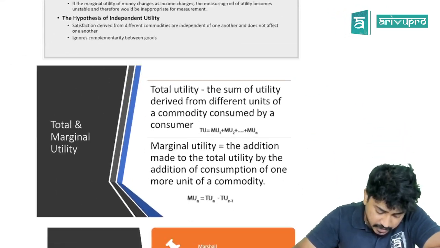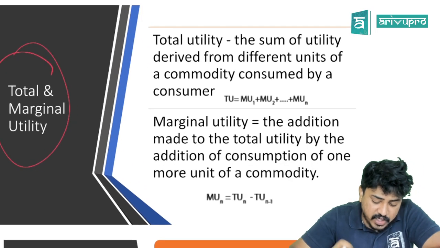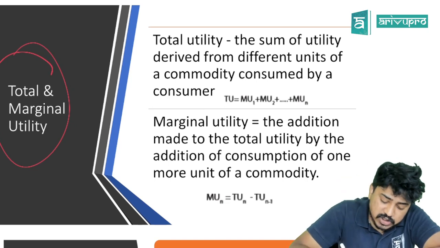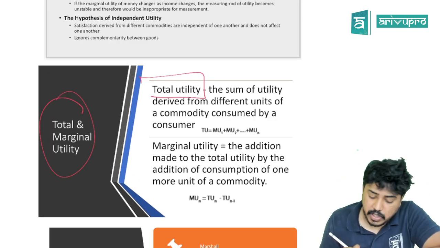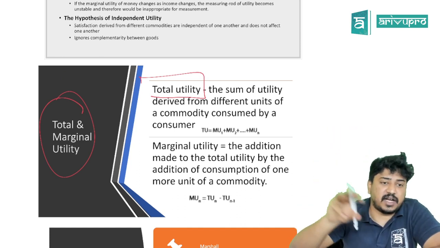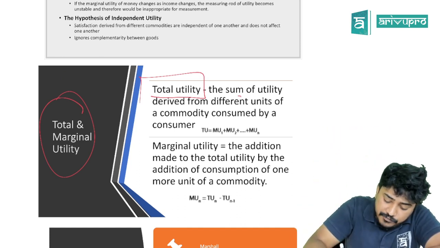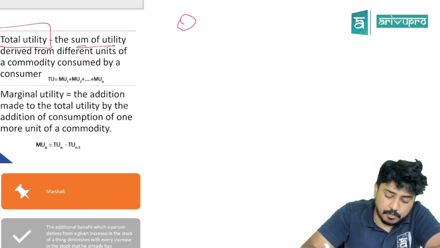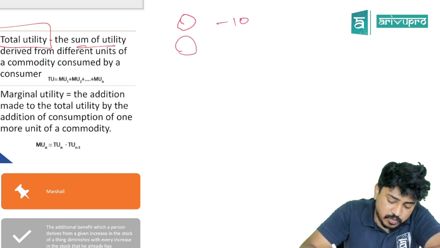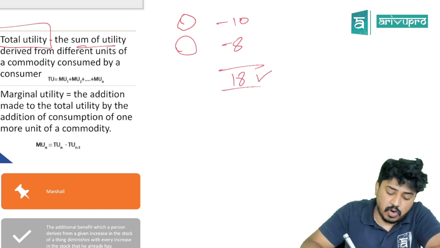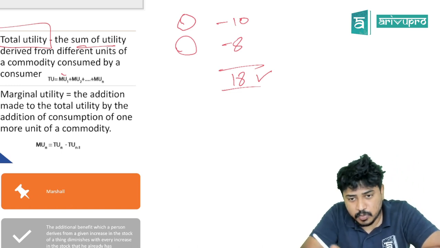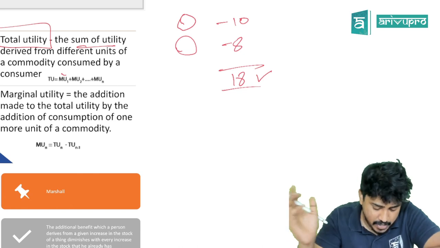Done. Then we understood total utility and marginal utility. Very important. What is total utility? Total utility is nothing but total satisfaction from a product, the sum of all the marginal utilities you consume. Let us say I consume one apple, I get 10. Another apple I consume, I get 8. So what is the total satisfaction I am getting? 18. That is what total utility means. TU is equal to MU1 plus MU2 plus up to MUn.